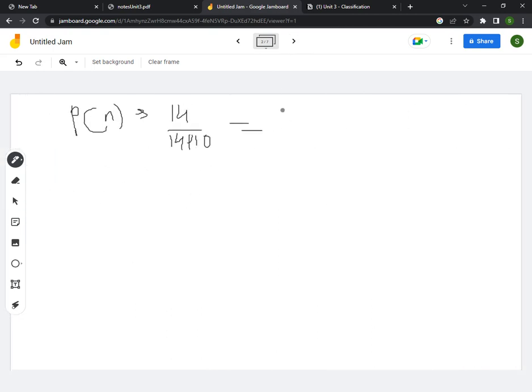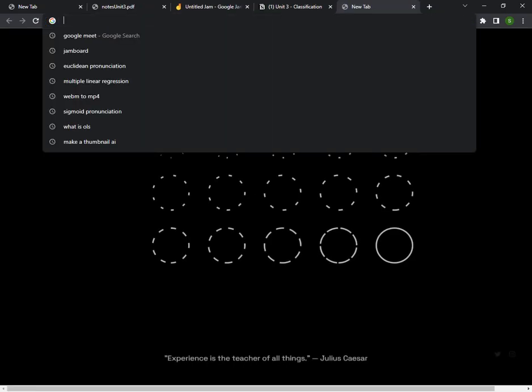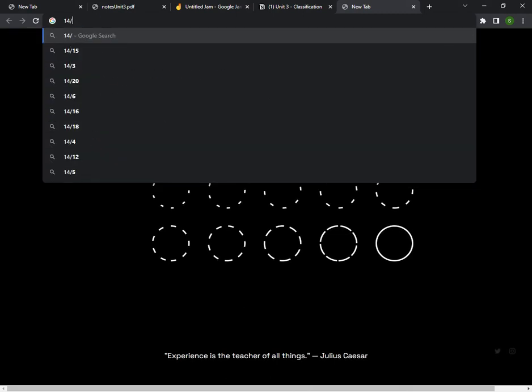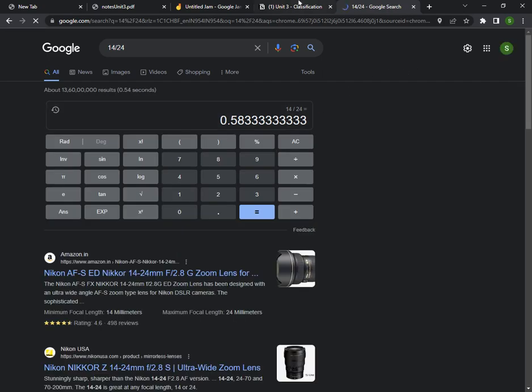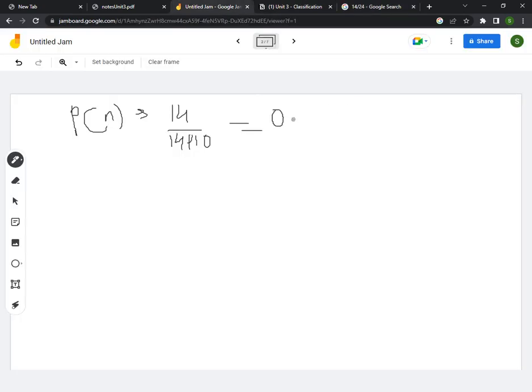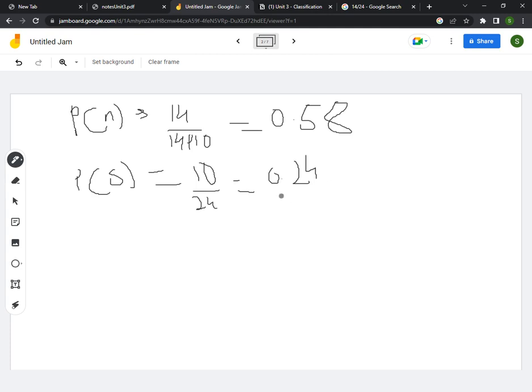14 plus 10 is, what is 14 plus 10? Not 10, 24 actually. So it is 0.58. And what is the probability of spam messages? 10 divided by 24, it is 0.24. Okay, so these are the probabilities of a message being normal or spam.